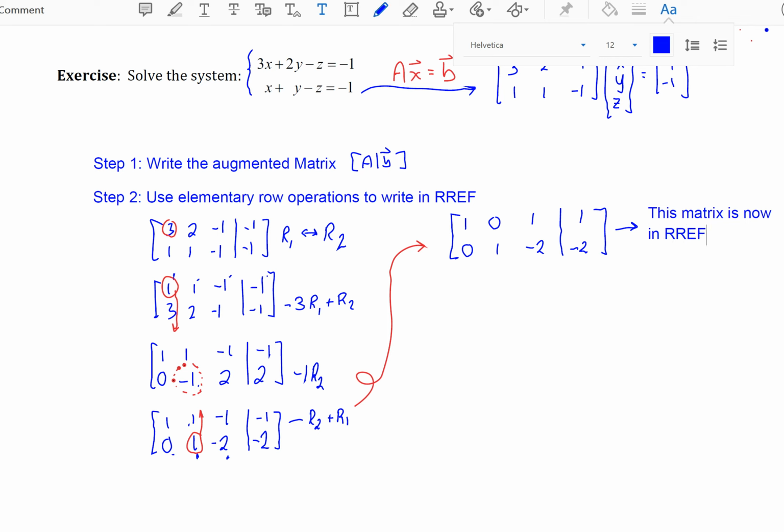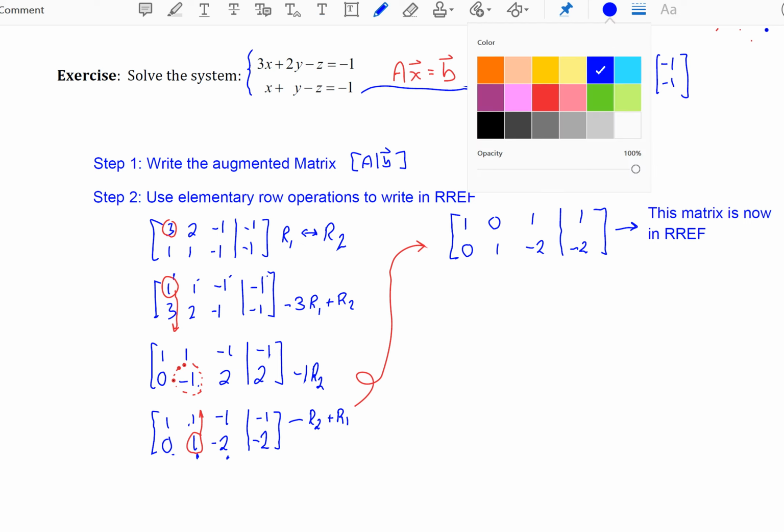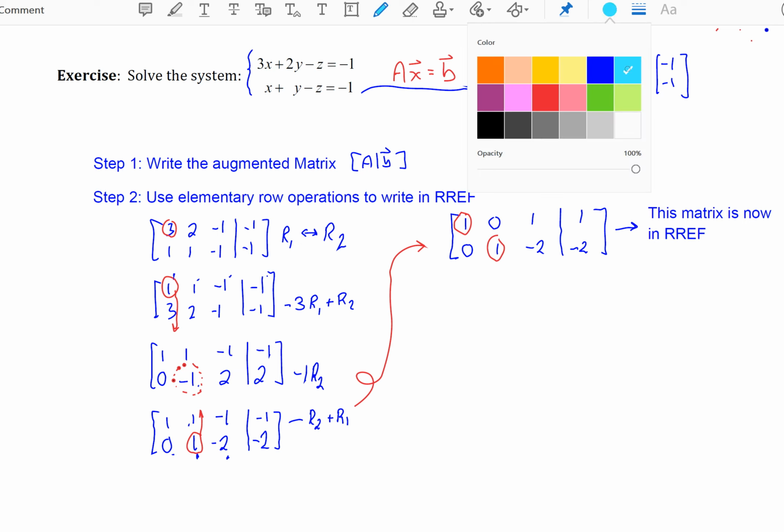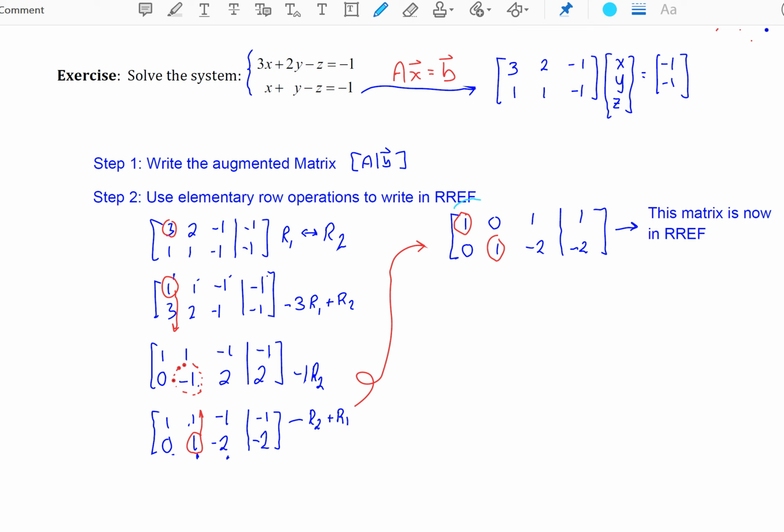And so let's think about our solutions now. Here we have 2 pivots, but the number of columns in the coefficient matrix is 3. Okay, we're just looking at the coefficient matrix. So we can say because the rank of A is 2, which is less than 3, we know we're going to have an infinite number of solutions.